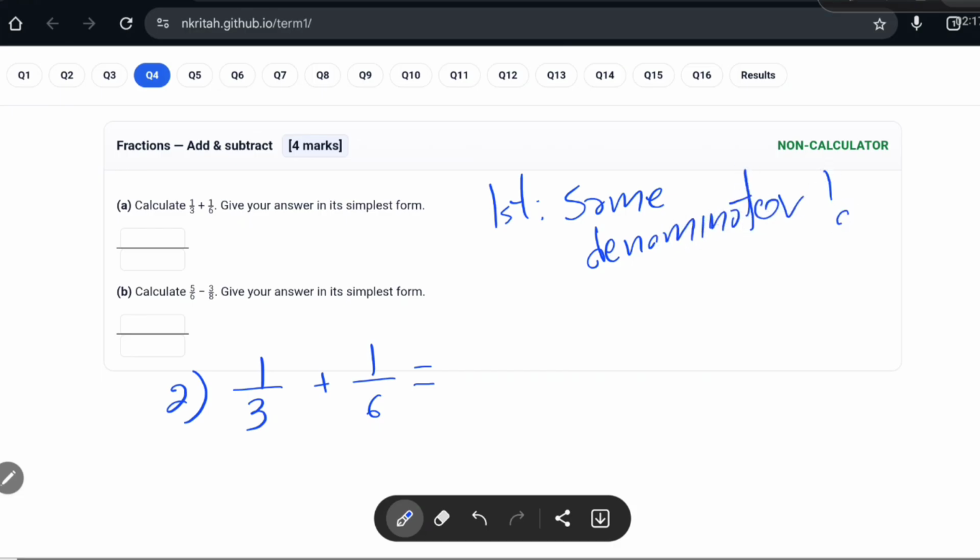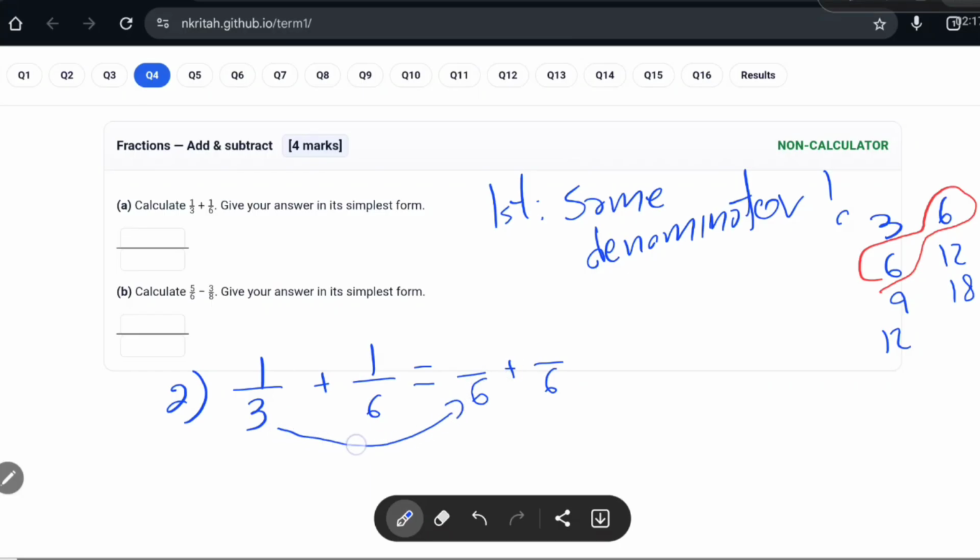There are many ways of doing this, but the way I'm going to recommend is to do the 3 times table and the 6 times table. When you do both of them, you realize that 6 shows on both of them. So that's going to be my new denominator. And I'm going to create 2 new fractions with 6 on the bottom. To find out the top, you need to tell me how many 3's go into 6. 2, or twice, right? So I'm going to times that whole fraction by 2.